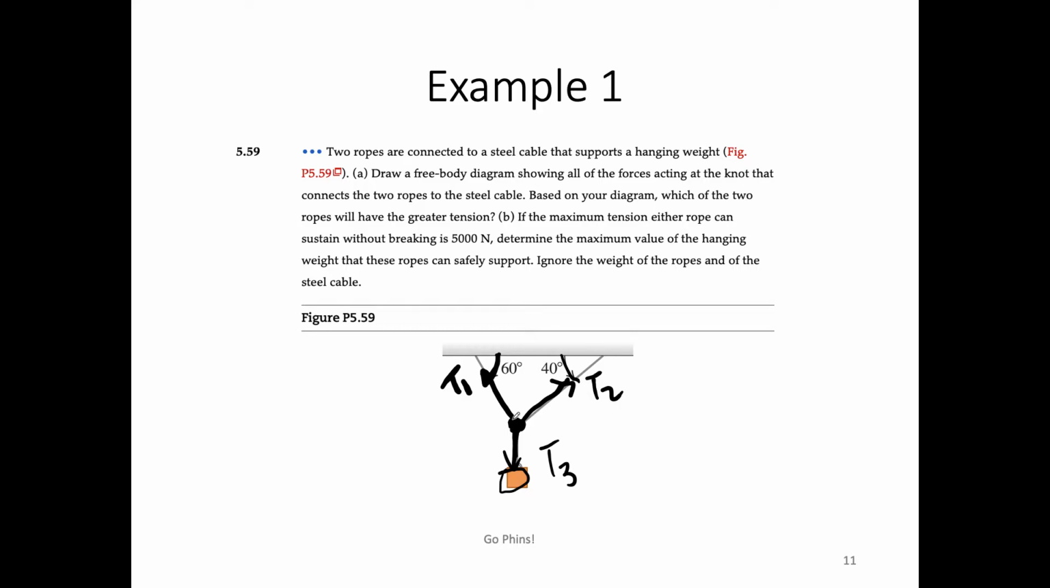It asks us to figure out for T1 and T2 which force is larger. Okay, we'll do that in the next screen. And then the second question: if the string can only sustain a 5,000 Newton force, what would be the maximum weight that we can hang here so the string doesn't break?